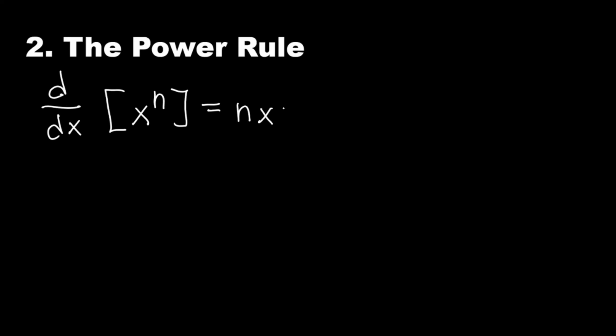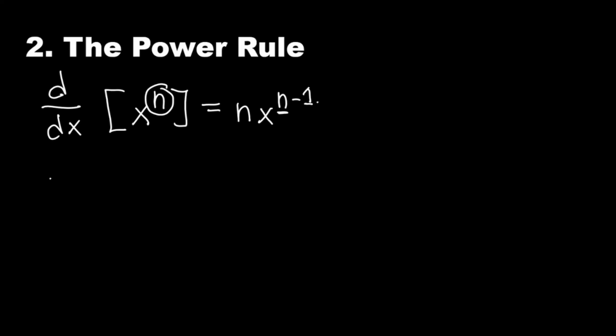So number 2 rule, which is the power rule. So ano ba ibig sabihin ng power rule? So ito lang ibig sabihin yan. We have d over dx of x raised to n, so equals n times x raised to n minus 1.